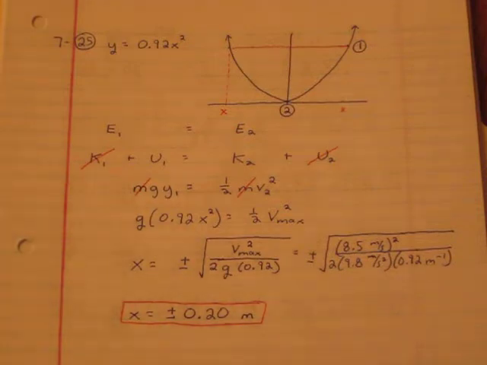You solve that for x, and it becomes plus or minus the square root of maximum velocity squared divided by 2g times 0.92. And you should get plus or minus 0.20 meters. That plus or minus is important because we expect that there are two turning points, as you can see in the picture, and so both of those are the answer.